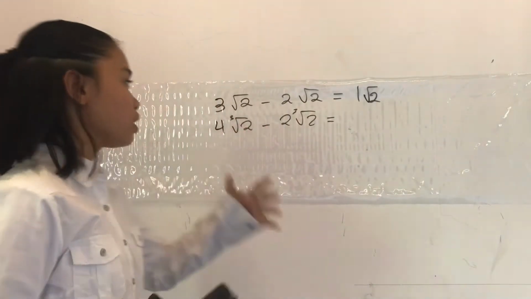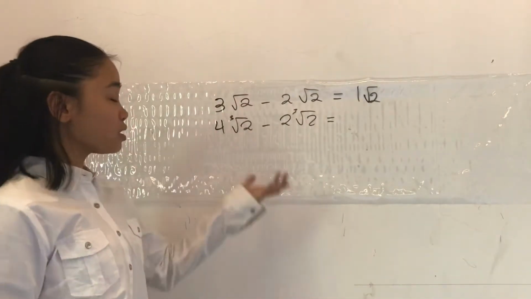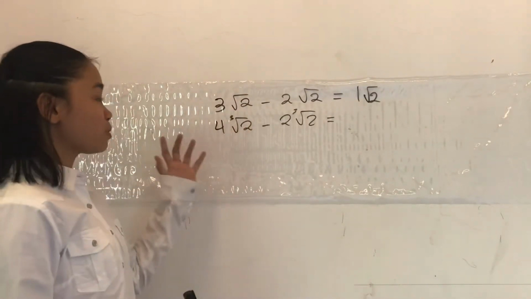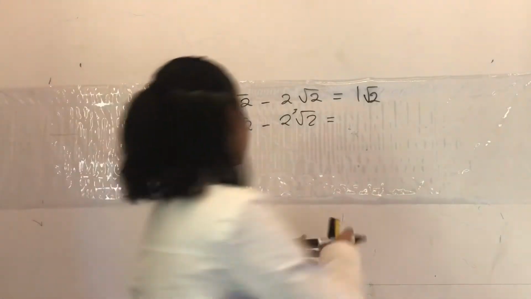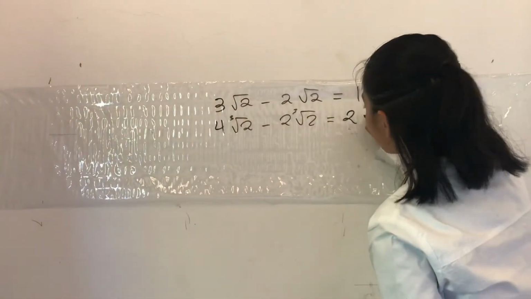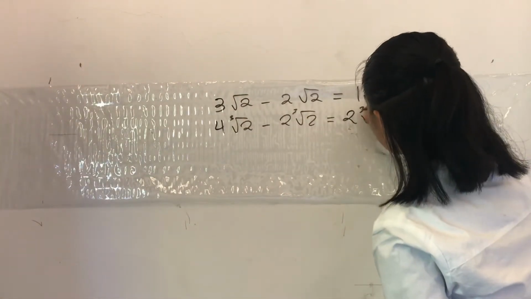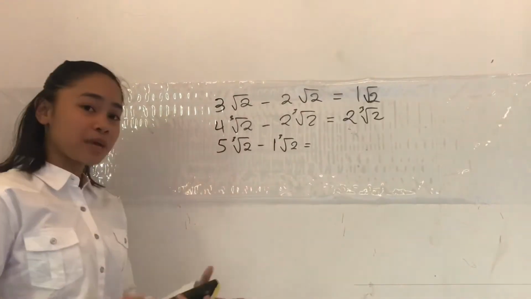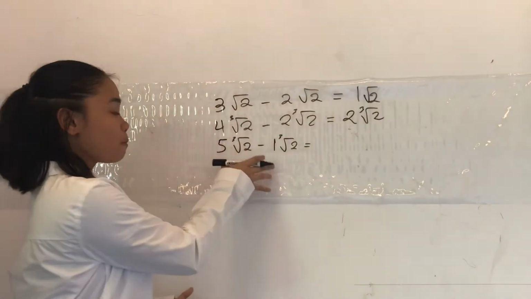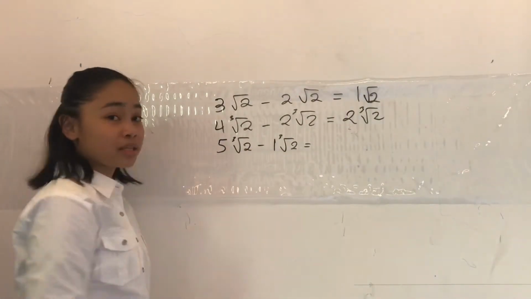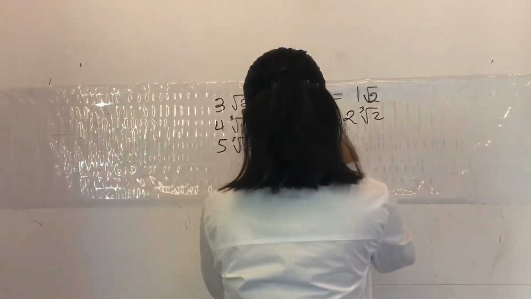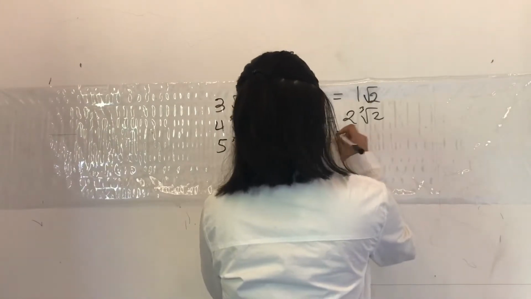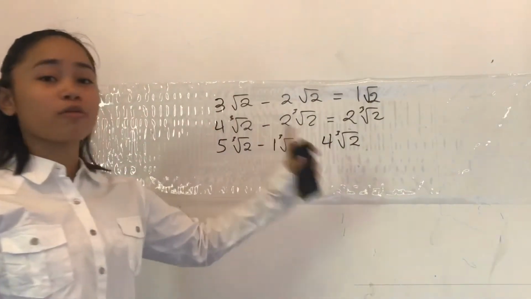Here, this is the same. You just copy the index and the radical, and you will be subtracting the outside numbers. So it will be 2 with the cube root of 2, like that. Same thing, just minus the outside numbers and copy the index and the radical. So it will be 4 with the cube root of 2.